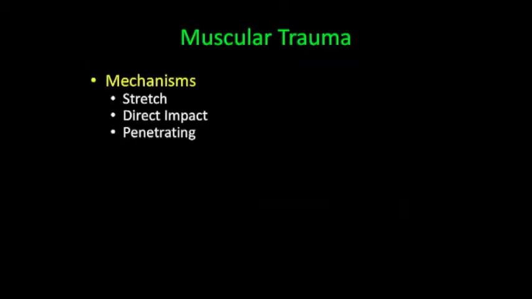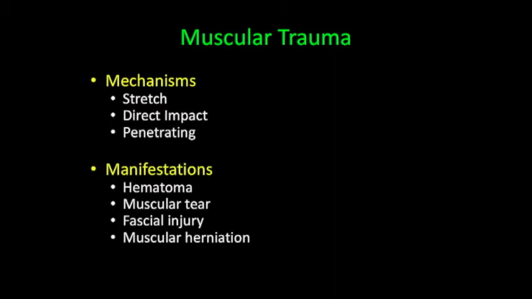First I'm going to talk about muscular trauma. There are three major mechanisms by which trauma occurs to muscles: stretch, direct impact, or penetrating trauma. And the manifestations can include hematomas, muscular tears, fascial injury, and/or muscle herniation.